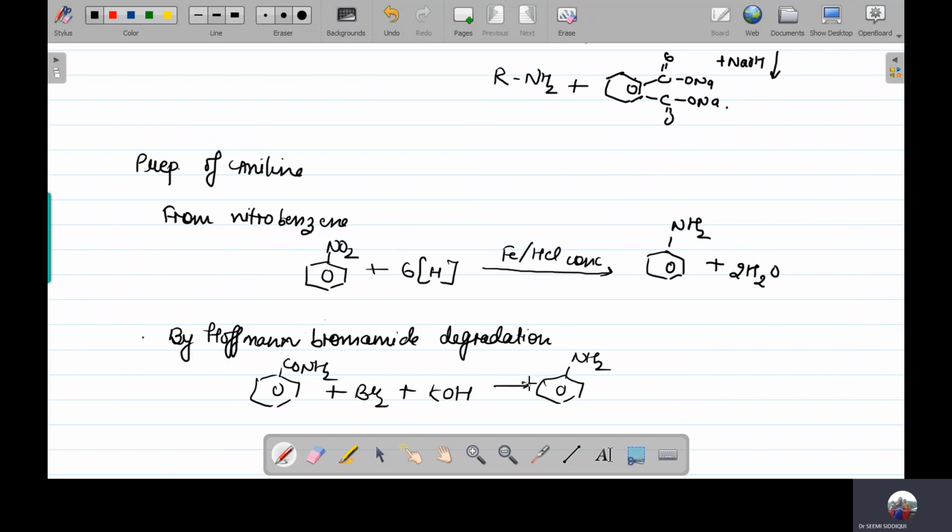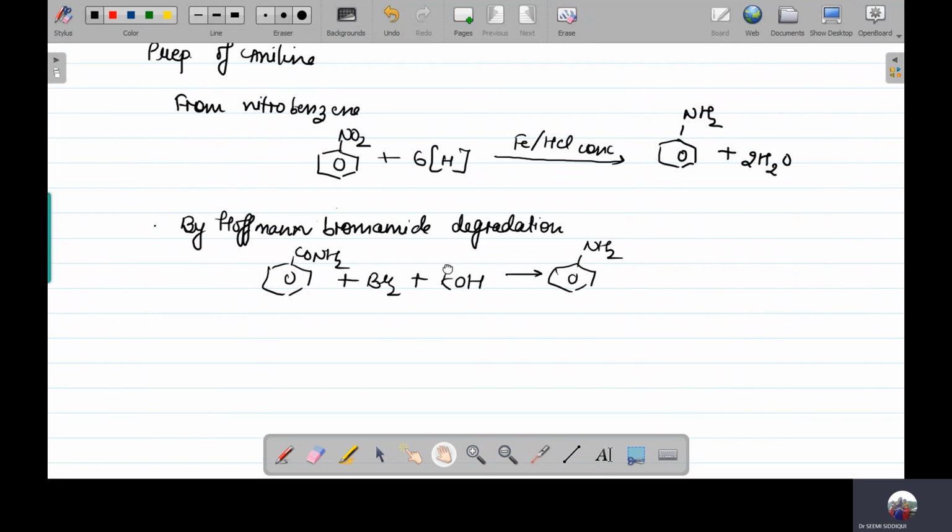Another thing: pure amines are almost colorless, but they start developing color on keeping in air for a long time, especially the aromatic ones. The reason is that the coloration is due to the oxidation of amines by the air. Now, coming to the chemical properties of the amines.